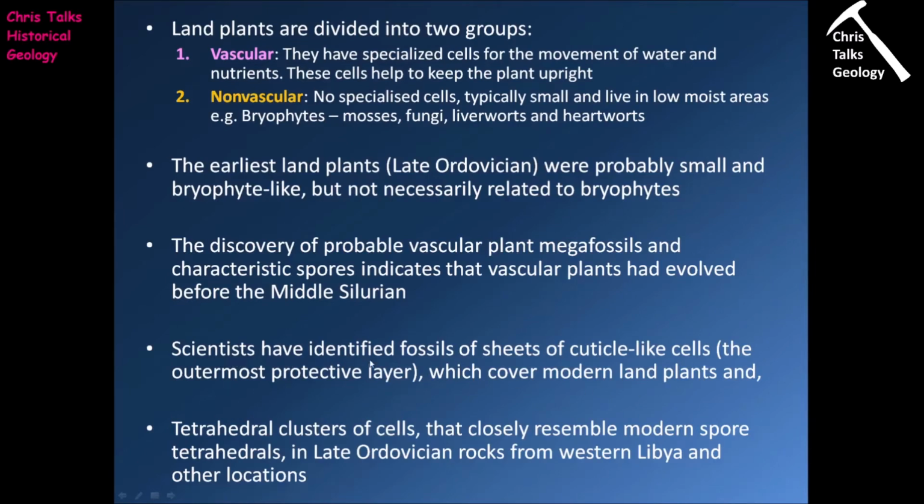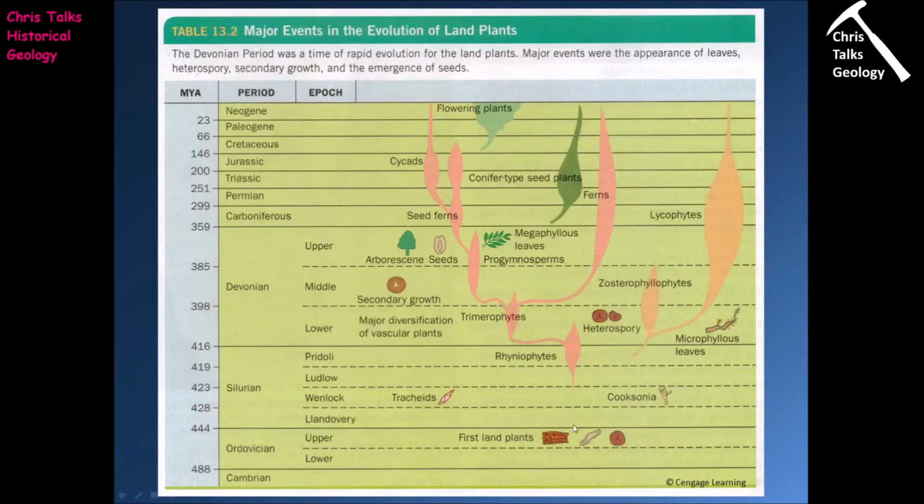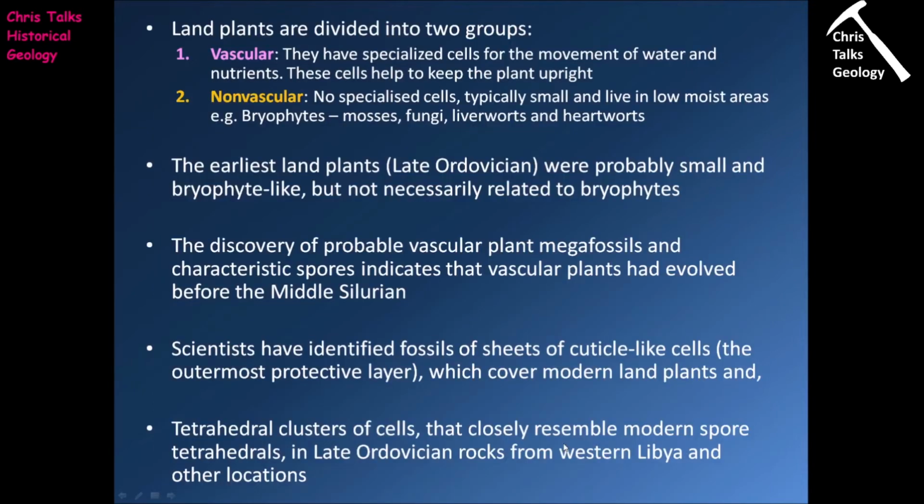So scientists have identified fossils of sheet-like cuticle cells, so these are the outermost protective layer that plants have, and they cover modern plants. So we have this material, and once again we see this material beginning to appear in the late Ordovician, another indicator that plants were around. We also find tetrahedral clusters of cells that closely resemble modern spore tetrahedra, and we find these in late Ordovician rocks from western Libya and other locations. So we have the cells that suggest that yes, there were plants around.